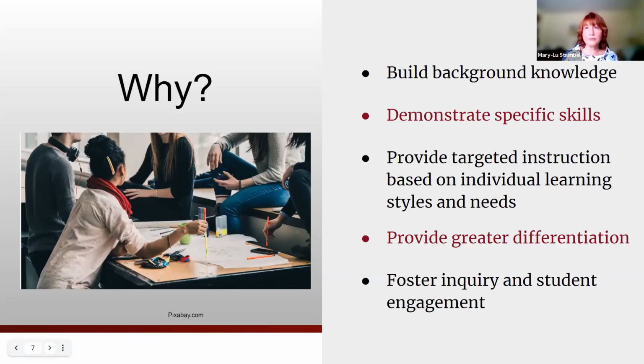Through formative assessment, we can see when we have some students who are in need of a reteach, or possibly leaning into each other to understand skills and concepts. We can demonstrate those specific skills and then give students a space where they can apply that reteach, and also provide targeted instruction based on individual styles, not just needs.